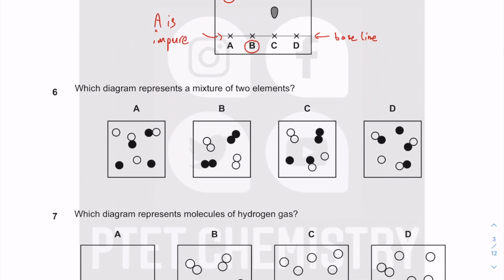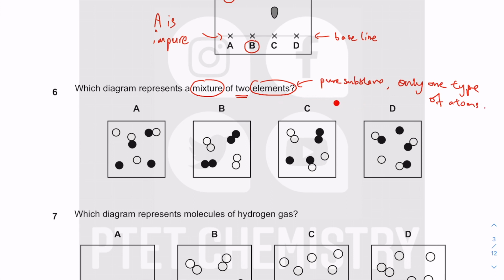Number 6, you're looking for a mixture. You're looking for elements, okay, 2 elements. So a mixture of elements. Elements are pure substances, remember? And they only contain one type of atom. Only one type of atoms. But also remember that you cannot break elements down into simpler substances by chemical methods. However, you also need to remember that elements can be molecules, but can also be atoms.